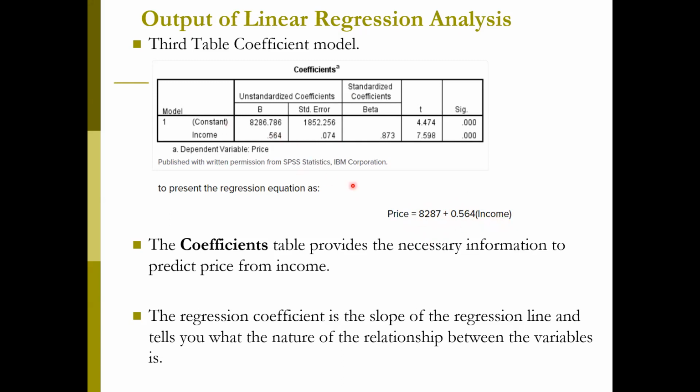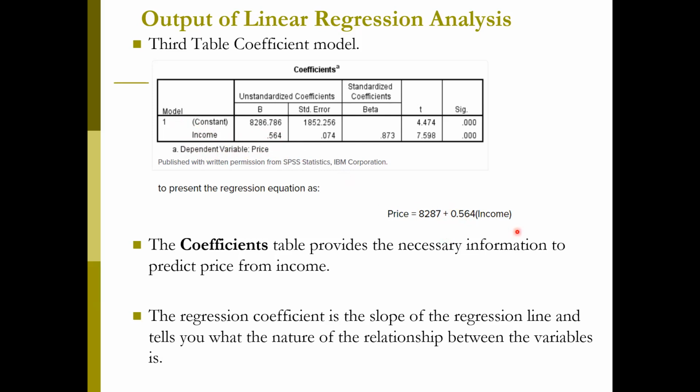So our price is equal to, our constant is 8286.786 plus the B, which is what? And the B is positive. That is why there is a plus here. If the B was negative, this sign would have been a negative sign. Plus 0.564. And what is beside the 0.564? Income. So we put our income there.